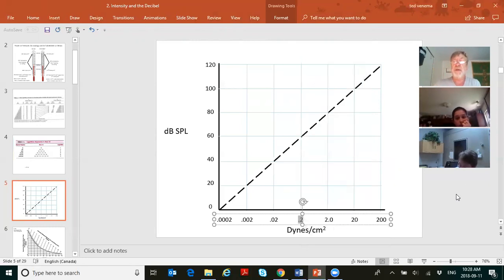Because this might be 1,000 times the pressure of here. And it is. This is 10 times the pressure. This is 100 times the pressure. This is 1,000 times the pressure. What's the logarithm of 1,000? Well, how many times does 10 have to be multiplied by 10 to equal 1,000? 3 times. 10 times 10 is 100, times 10 is 1,000. What's the logarithm of 1,000 then? 3. And what's 20 times 3? 60.